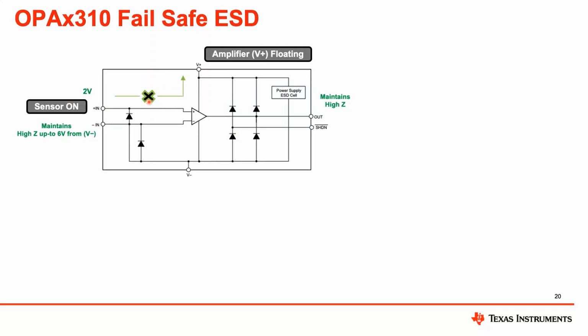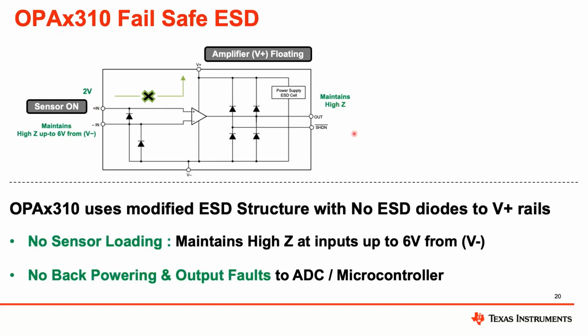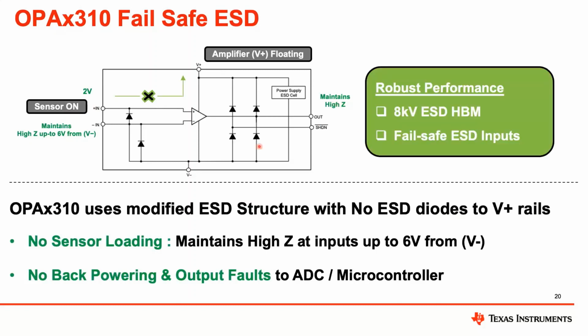And with this parasitic path broken down, you maintain a high input impedance for the sensor all the way from the negative rail up to 6 volts from the negative rail as far as the sensor output is concerned. And it also maintains a high Z for the amplifier output downstream into the ADC, preventing any faults. So along with all of these ESD improvements, we still achieve 8 kV of HBM ESD performance with OPA310, and most amplifiers out there are typically hovering around 2 kV or 4 kV ESD performance.